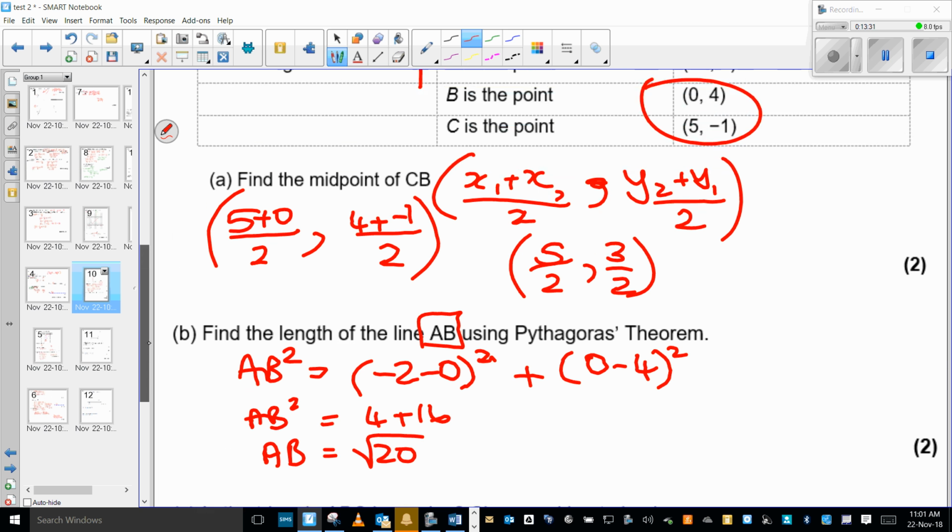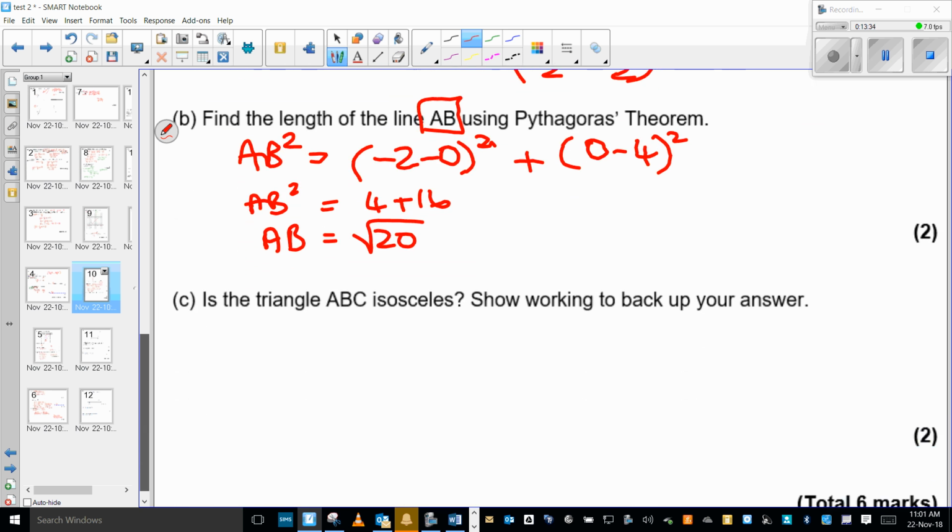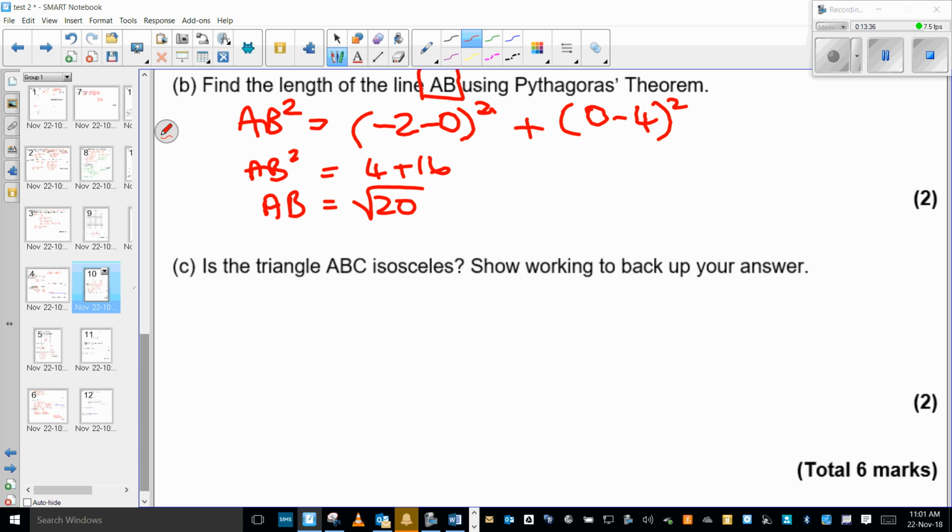Okay. Is the triangle ABC isosceles? What features does an isosceles triangle have? Two sides are the same and one is different. For this to be shown, you have to find the length of all three sides. You can't just stick to two and say, there you go. We've already found AB, so we now need to find BC, and we need to find CA, or AC, same thing. We're using the same formula. We have to do it all again.